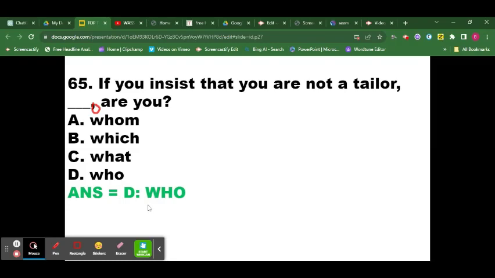Okay, so here we are dealing with interrogative pronouns. If you take your mind back to when you learned about pronouns, you know that an interrogative pronoun is a pronoun which is used in asking questions, or which makes it easy for you to ask questions. There are about 5 of them, and each of them is used to ask a specific question. You can use who or whom to refer only to people. Others can be used to refer to objects or people, and so you can use which or what. But in this context, because you are referring to a person, it is who. If you insist that you are not a tailor, who are you?